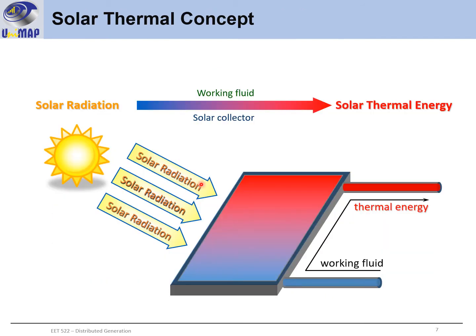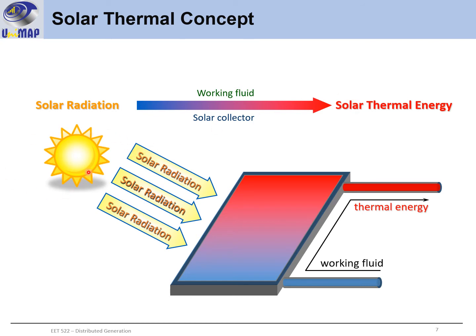This diagram shows how we can collect the solar radiation from the sun and convert it to solar thermal energy. In between, we must have a solar collector and the working fluid. The solar collector will collect the energy from the sun, and this energy will be absorbed by the working fluid, and the energy in the fluid can be used as a heater or heat energy.